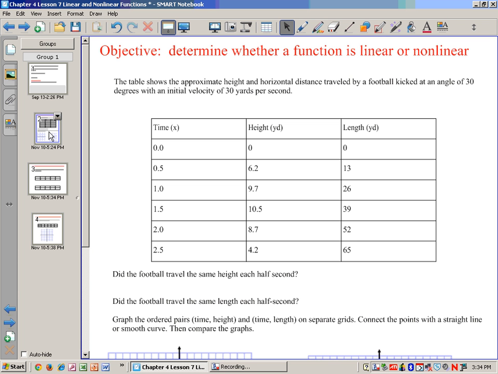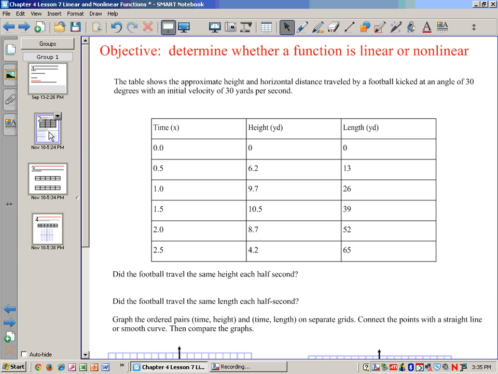Okay, we're looking at an example. The table shows the approximate height and horizontal distance traveled by a football kicked at an angle of 30 degrees with an initial velocity of 30 yards per second. We have a couple of questions about this graph and table. Did the football travel the same height each half second? Did the football travel the same length each half second?